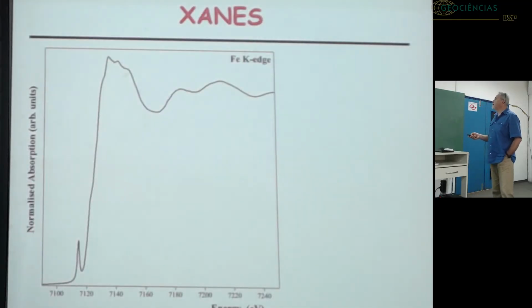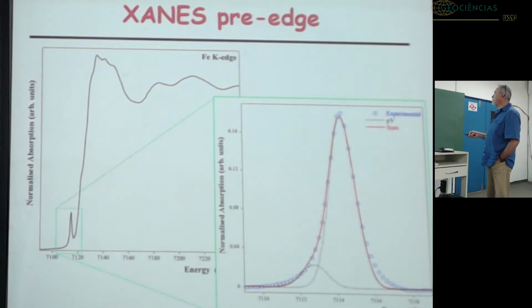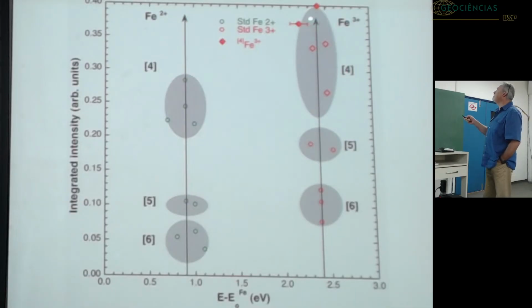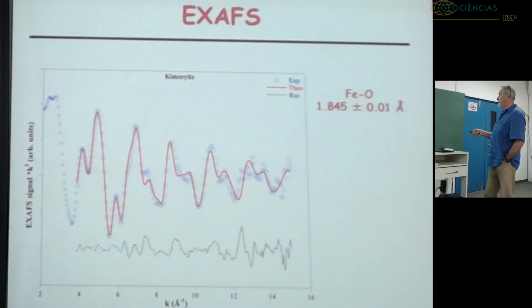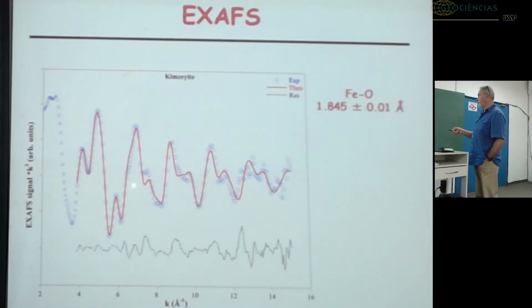Let's see the spectrum. That's the XAS spectrum. That's a very large pre-edge peak because in this case we have purely tetrahedral coordination for the trivalent iron. That's the fit of the pre-edge peak, and that's where it plots. So we can be sure that most of the iron is trivalent and in tetrahedral coordination. And that's the fit of the high energy portion of the spectrum.